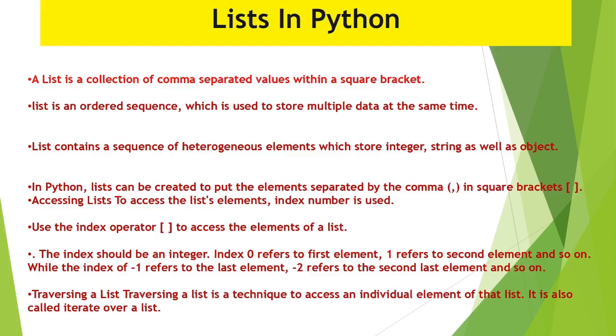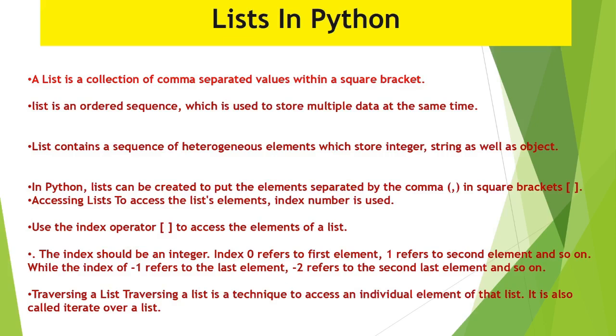Next point is the index should be an integer. You should remember, students, integer means positive or negative. Index 0 refers to the first element, 1 refers to the second element, and so on. There are basically two types of indexing concepts, students. One is forward indexing and the second one is backward indexing. Forward indexing starts from 0 to length minus 1, and backward indexing starts from minus 1 to minus length. Forward indexing starts from left to right. Backward indexing starts from right to left, right? So you should remember, this is a very important concept.